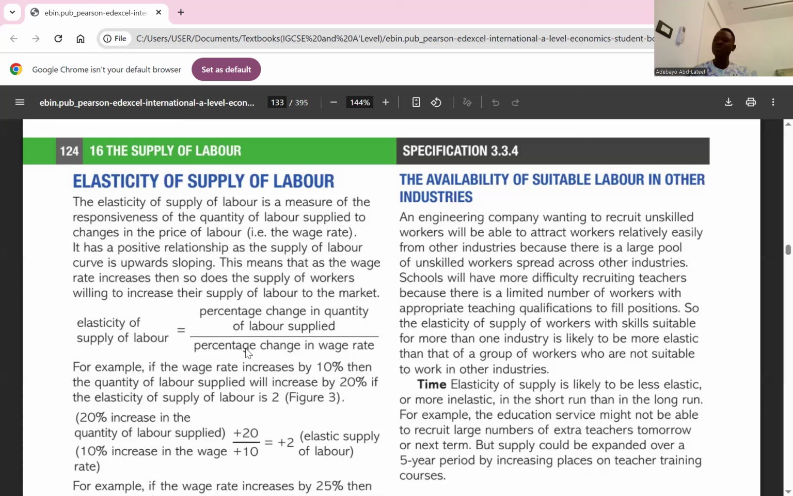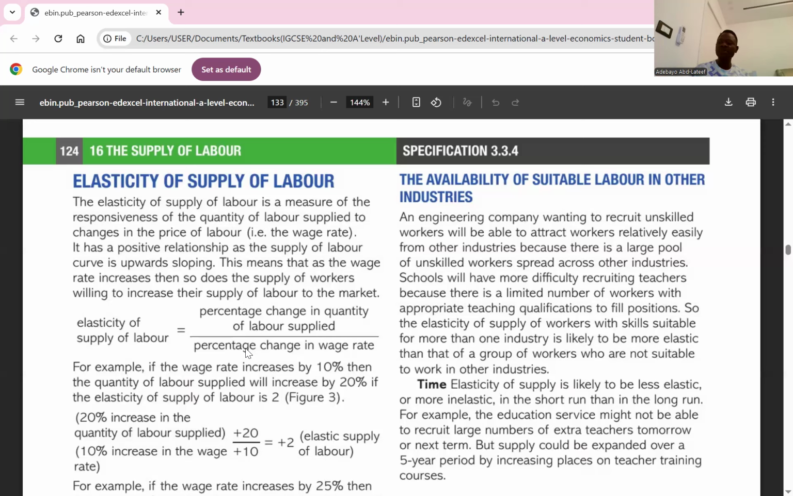And the last factor that could influence elasticity of supply of labor is the extent of unemployment. Unemployment simply means people who are willing and able to work could not secure a job. If there is a high unemployment rate, the elasticity of supply of labor will be elastic. The higher the unemployment, the more elastic the elasticity of supply is likely to be.